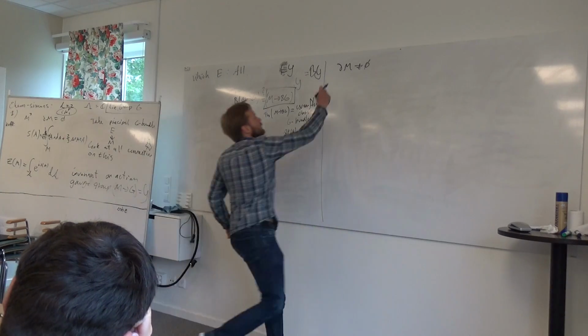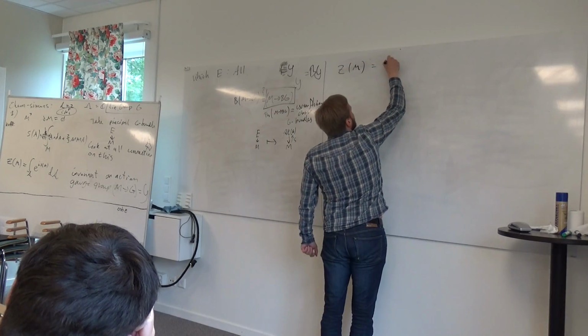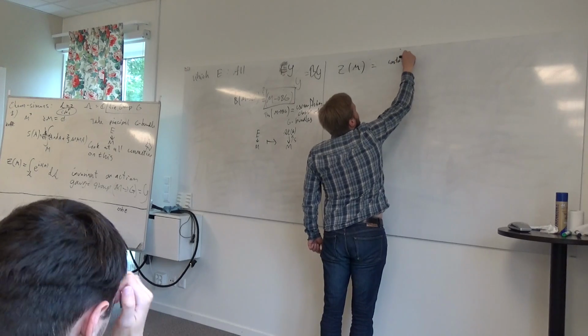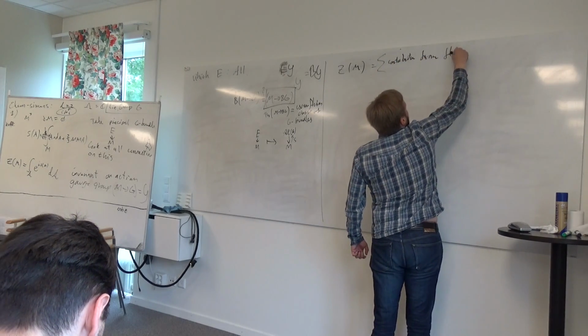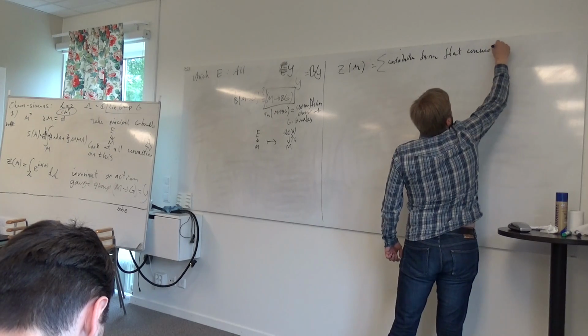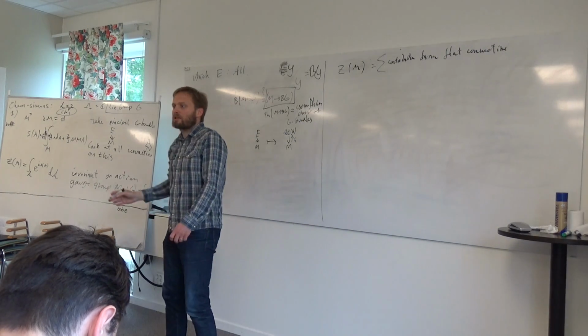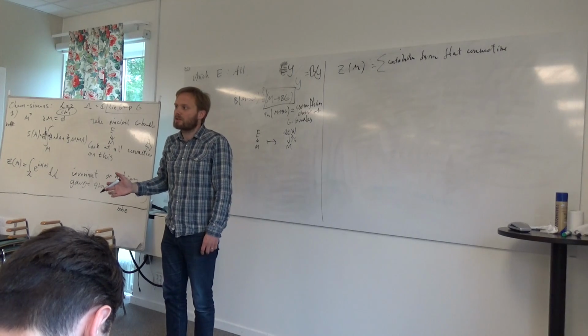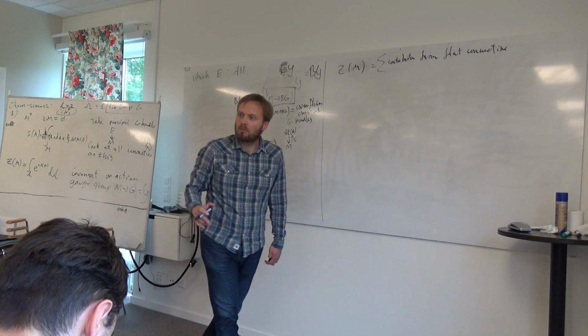So maybe I should write that down. C of M is some sort of contribution, a sum over contributions from flat connections. Maybe this helps with the sum over all isomorphism classes, because maybe there are not that many flat connections in some of the isomorphism classes. I don't know. But okay.